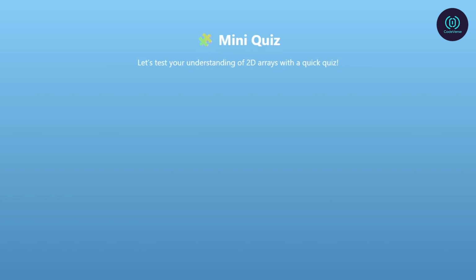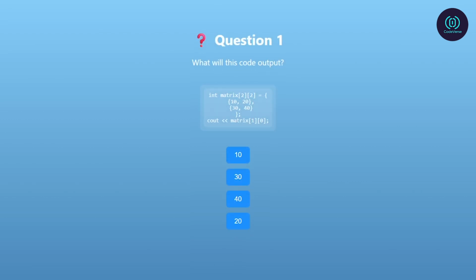Time for a quick quiz. Let's test your understanding of everything we've covered about 2D arrays. I'll show you a short code snippet, and you try to guess the output. Here's the code: int matrix[2][2] = {{10, 20}, {30, 40}}; cout << matrix[1][0] << endl. Think about it. We're printing the value in row 1, column 0. What do you think the output will be? Take a second.